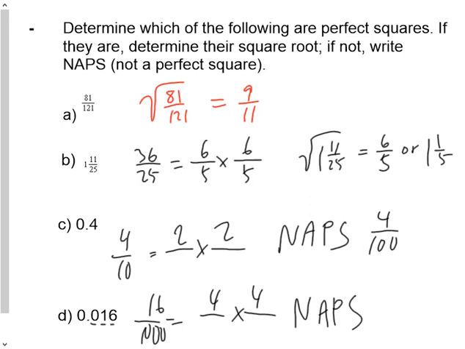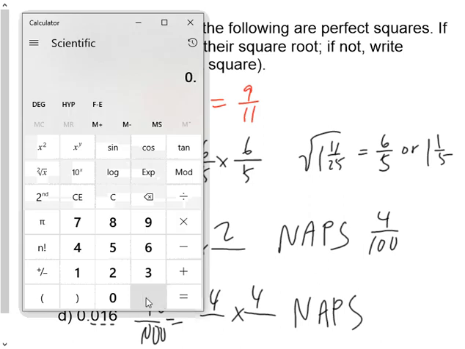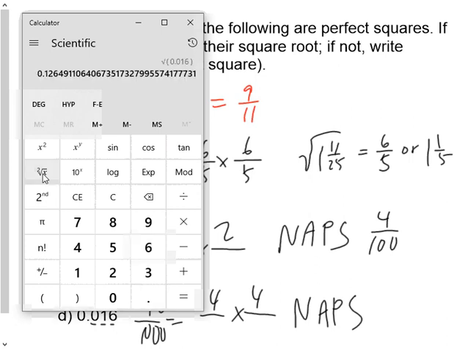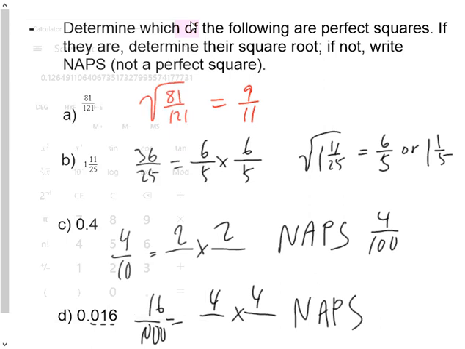Conversely, if I go back to decimal 0.16 and press square root, that is a perfect square. And decimal 0.0016, which is 16 ten-thousandths, that is a perfect square. But 16 thousandths, if I square root that, it is not a perfect square. That's the end of it.